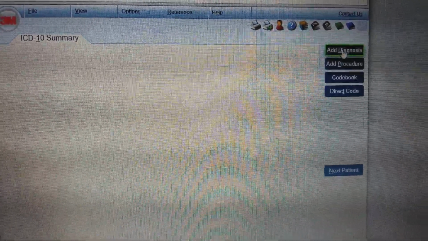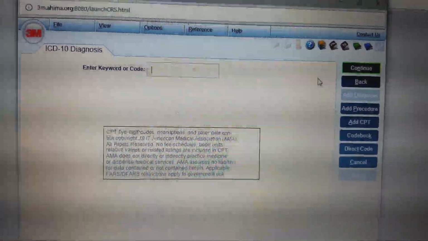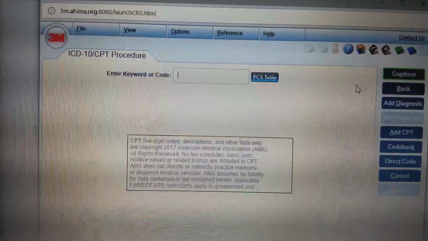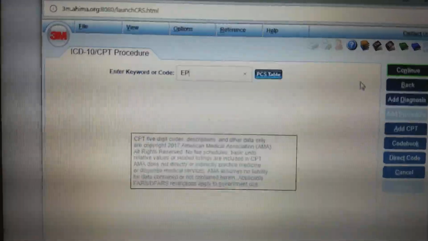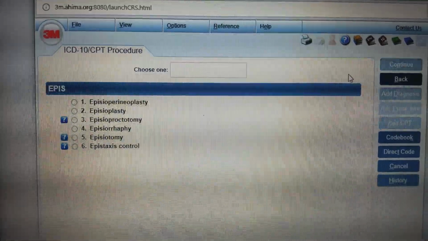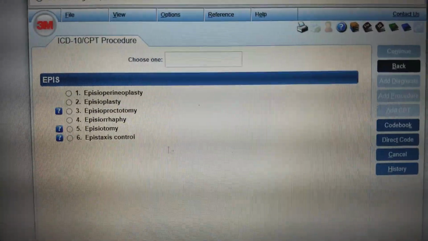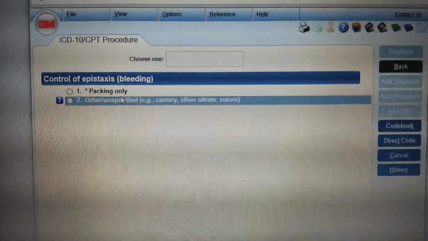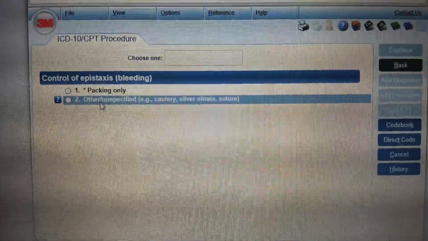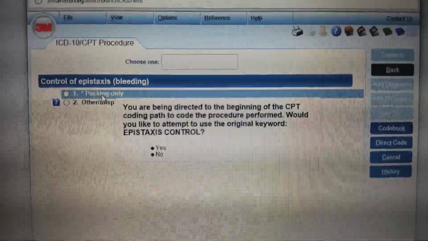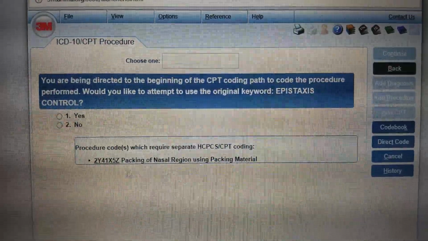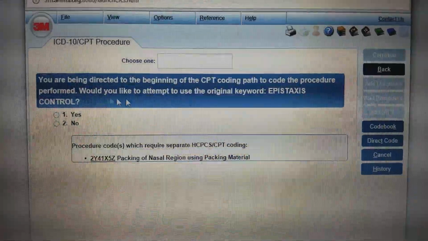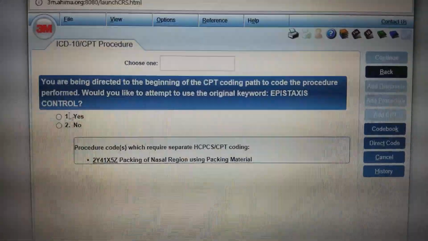Okay, so let's just go from the very beginning, add diagnosis. So we've got epistaxis. So epistaxis control. All right. So did we do packing only or did we do cautery silver nitrate? Well, I think we did packing only, and this is from last week's live lecture code. Okay, it says you're being redirected to the CPT coding path. Would you like to use epistaxis control?